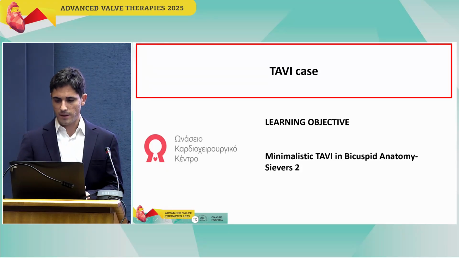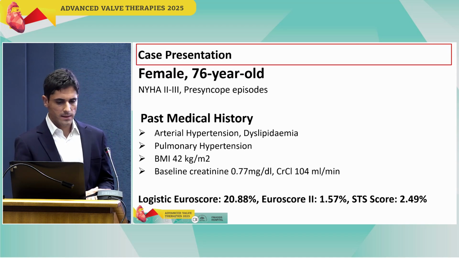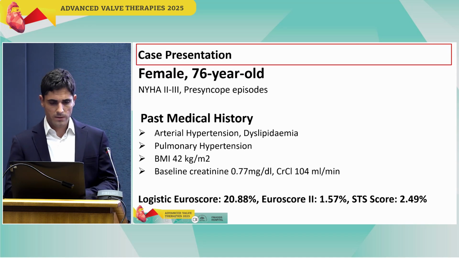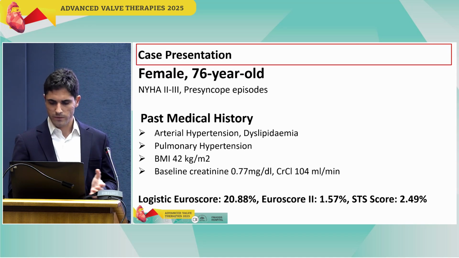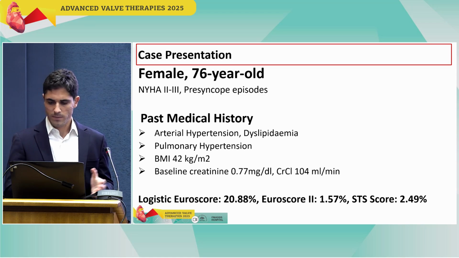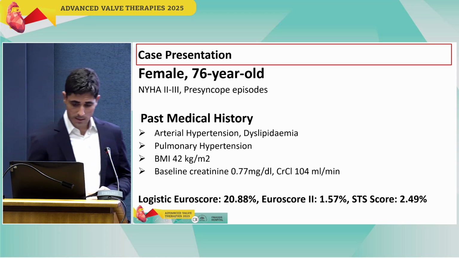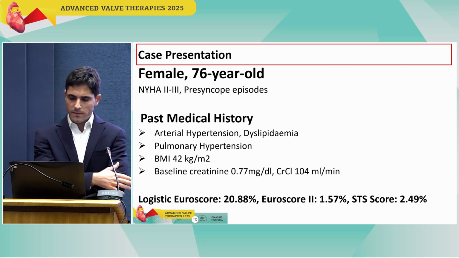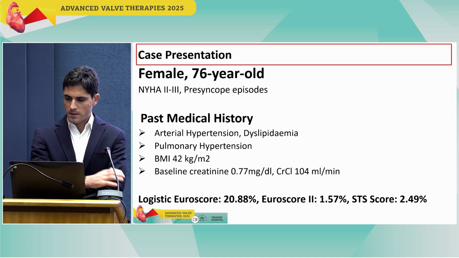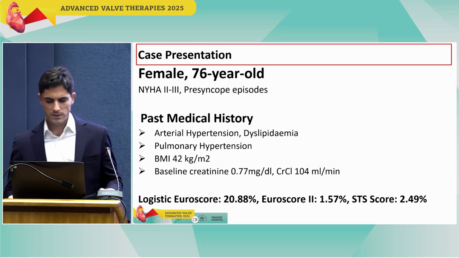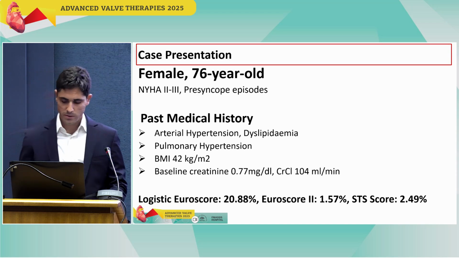Okay, so it's about a Sievers type 2 bicuspid aortic valve. As I said, it's a 76-year-old female with an NYHA score of 2 to 3. From her past medical history, she suffers from arterial hypertension, dyslipidemia, and pulmonary hypertension, with a BMI around 42. The baseline creatinine is 0.77, with high surgical scores.